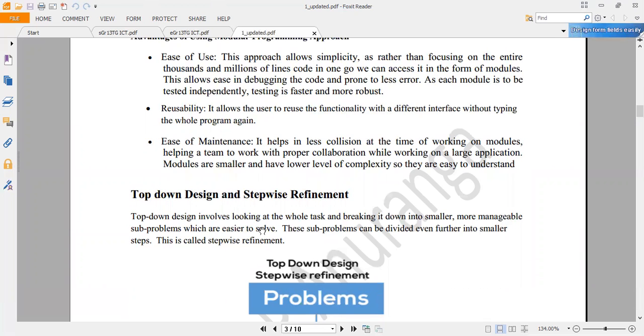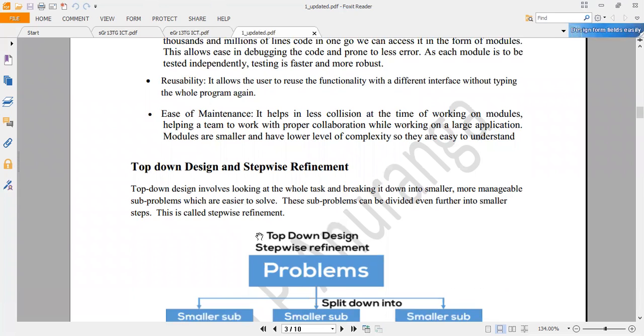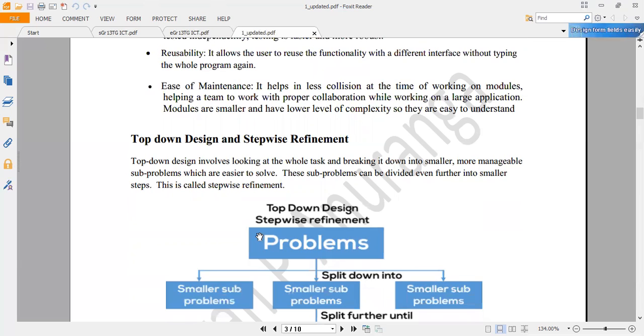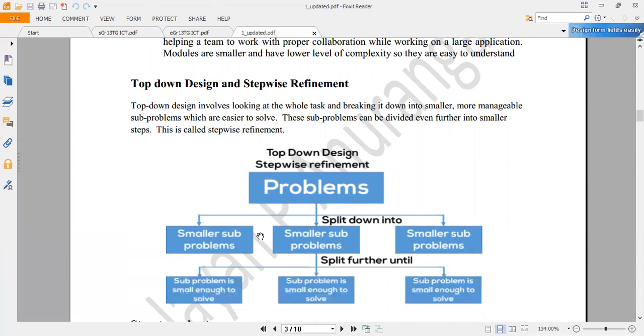Then we can identify two approaches for this: top-down and structure chart. The first one is top-down design and stepwise refinement. Top-down design involves looking at the whole task and breaking it down into smaller, more manageable sub-problems which are easier to solve. These sub-problems can be divided even further into smaller steps. This is called stepwise refinement.